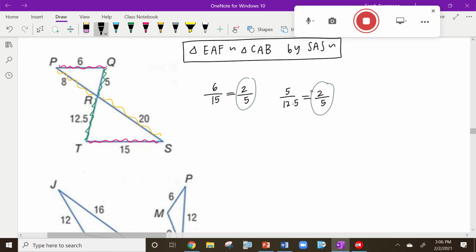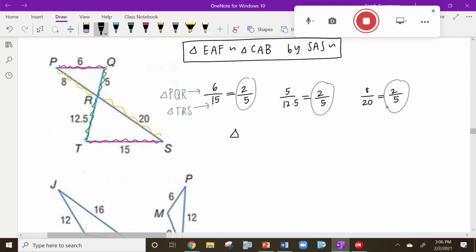Is 8 over 20 the same fraction? They're both divisible by 4. And yes, it does also reduce to 2 over 5. I need you to make sure you're always using the same triangle in the numerator on every fraction. So notice PQR was in the numerator every time. Also, triangle TRS was in the denominator every time. If you change it up, it will not work.